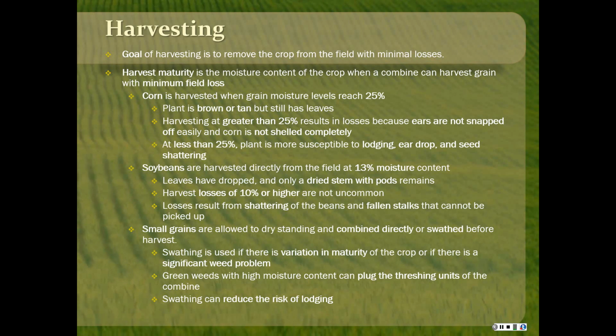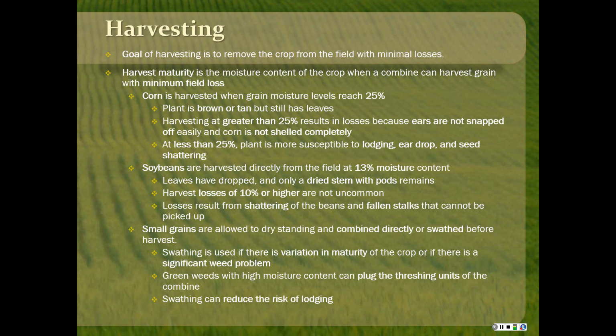Soybeans are harvested directly from the field at about 13%. That's when the leaves have dropped and you only see a dried stem with pods. Harvest losses of 10% or more are not uncommon. Losses come from shattering of the beans and fallen stalks that can't be picked up. So with a plant like soybean, you can't prevent loss completely. With some things like canola, you lose even more. It shatters so easily. So it depends on the type of plant and other characteristics.